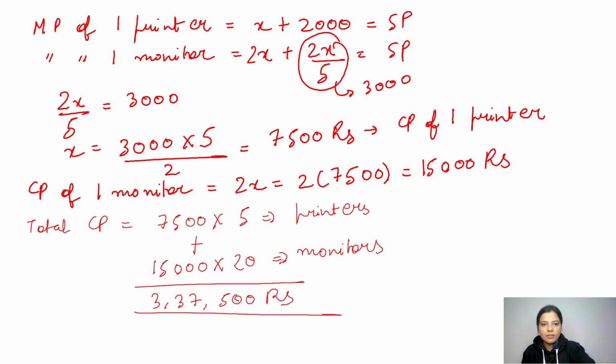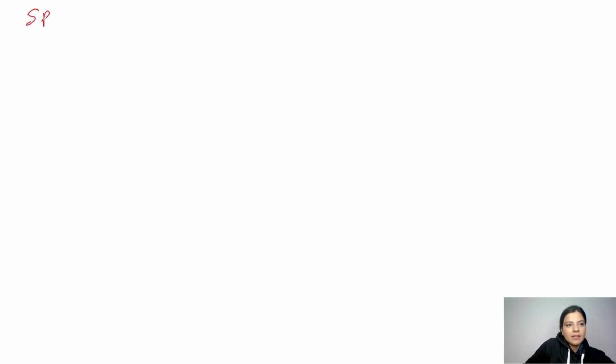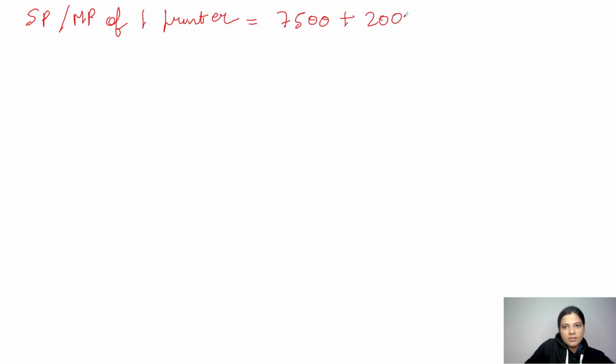Now let's calculate the total SP. But before calculating the total SP, I should know the mark price of one printer and the mark price of one monitor. You know the value of X came out to be 7,500. So the selling price, or you can say mark price, of one printer is nothing but 7,500 plus 2,000. So that is 9,500 rupees. So he sold one printer for 9,500 rupees.